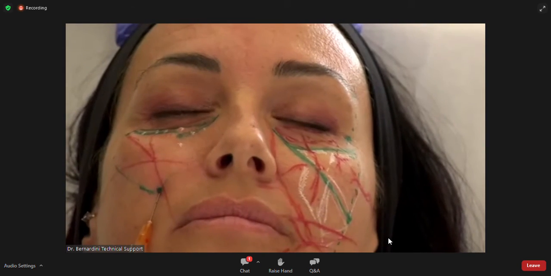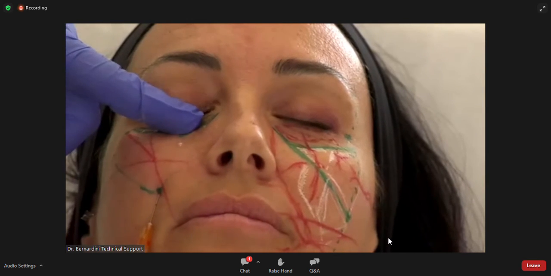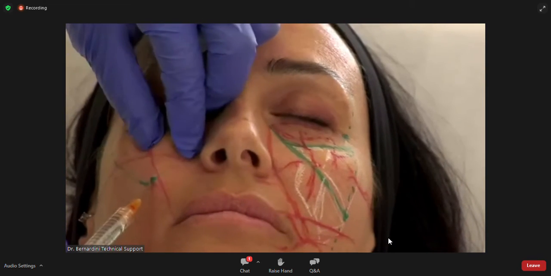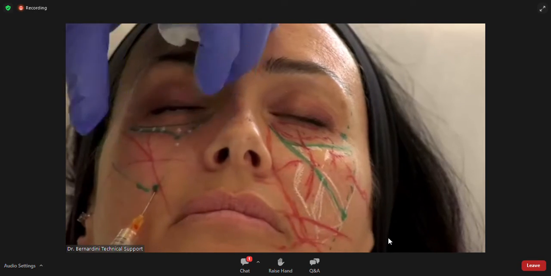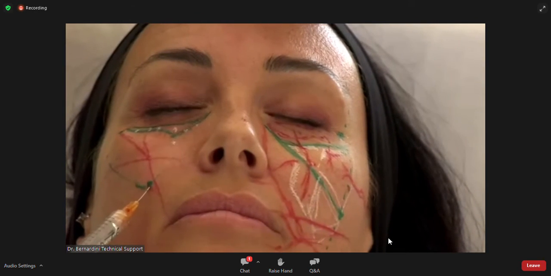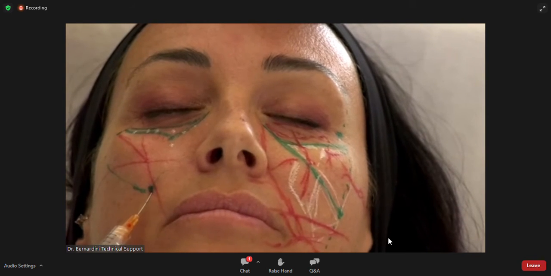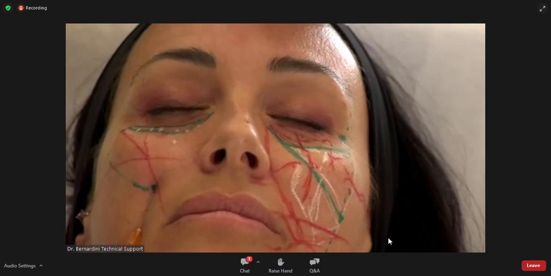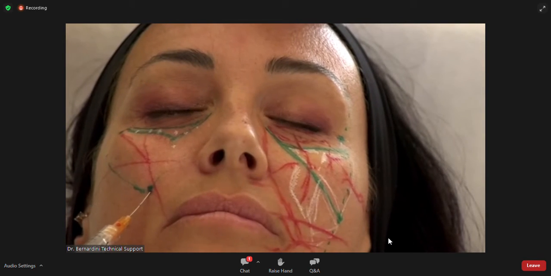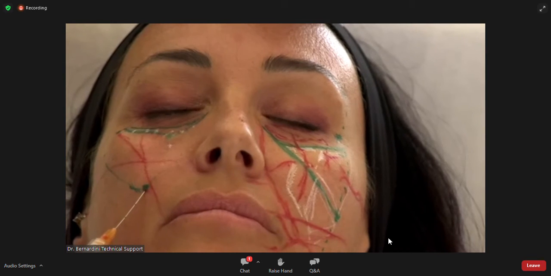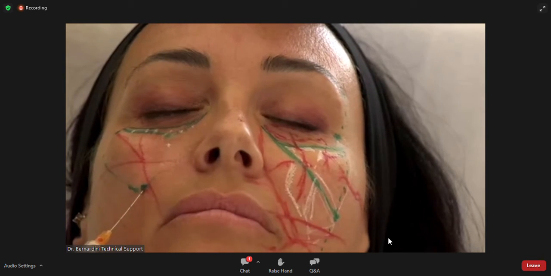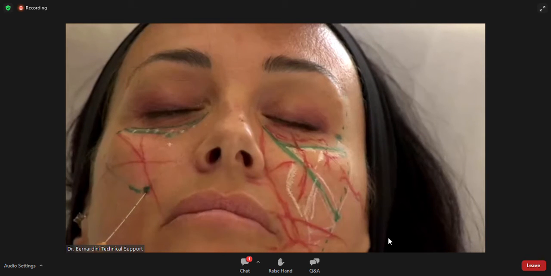You see, it's below my orbital ring. I go deep in that point and I deliver in the white 0.05, so half of a bolus. Then I come down at the V point, at the green mark, and at that point I inject 0.1 cc, and I do inject a little more below, at the white point below the green point.